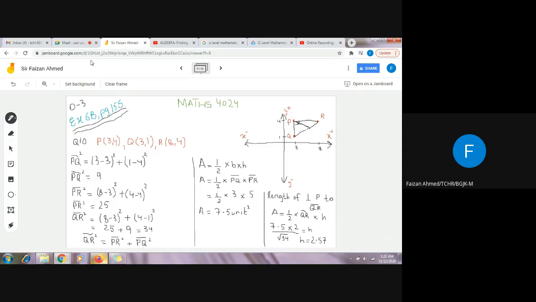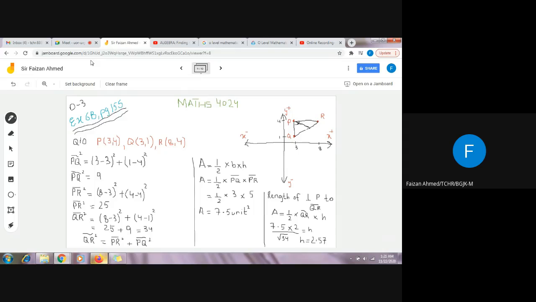The question is, we have been given three coordinates: P (3, 4), Q (3, 1) and R (8, 4), and we have to show that these three are the vertices of a right angle triangle. So we have to prove that this is a right angle triangle.